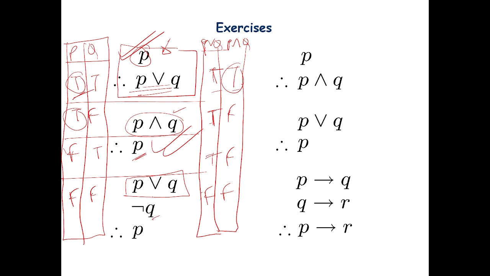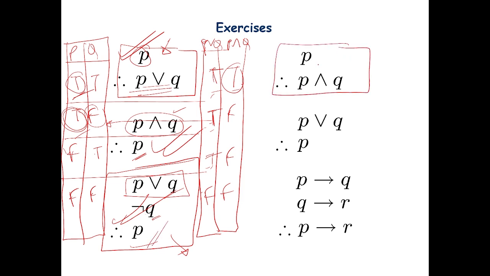P or Q, and not Q. We have to really go for it. Let's see. P or Q is true here, here, and here. And not Q is true here only. Right? So we have to look at this row. And is it true? Yep, it's true. So this is also valid. P or Q, not Q, so it means P. I think this is elimination. We're going to learn it in the last slide, I guess. This is also a valid argument.